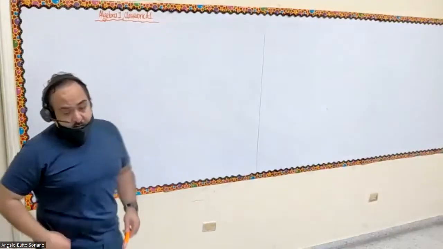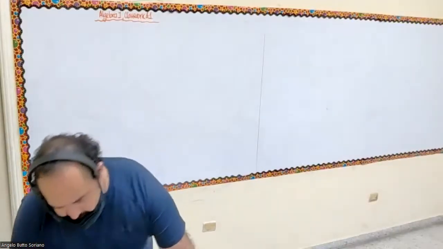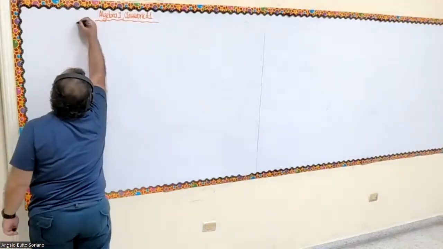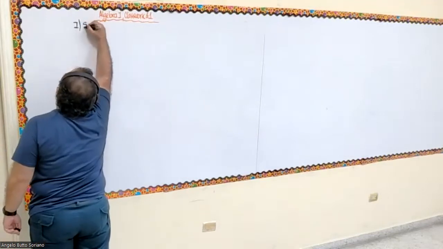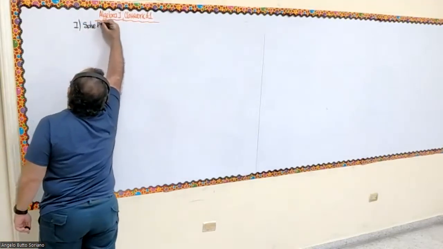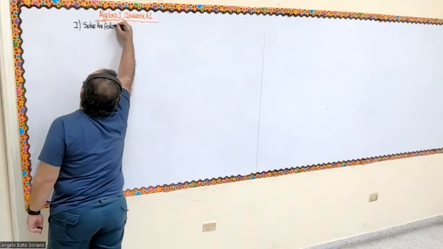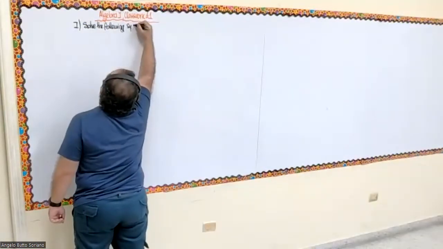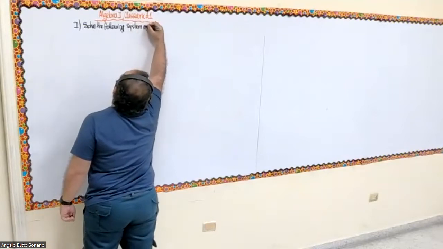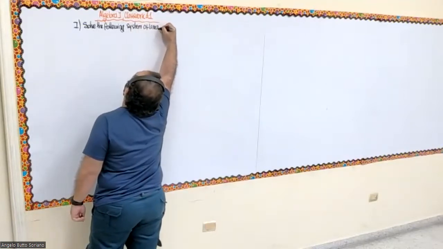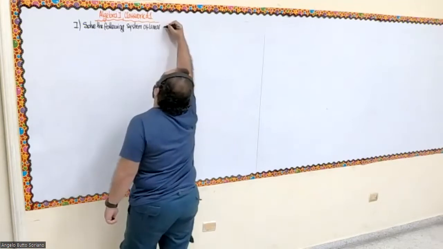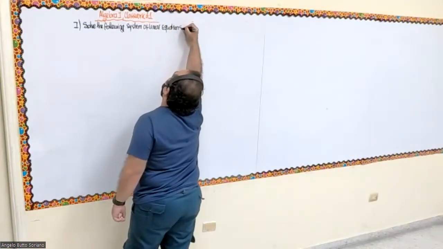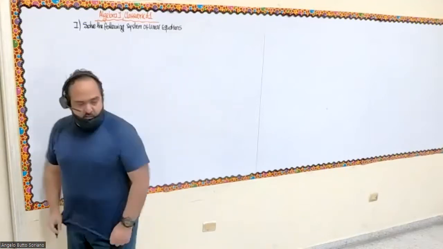Okay? So, the first part of the problem says, solve the following system of linear equations. Okay, solve the following system of linear equations.